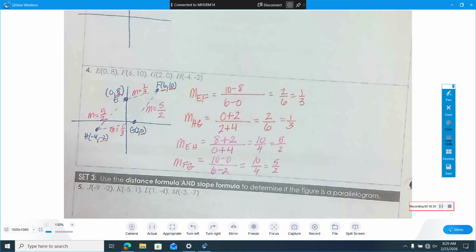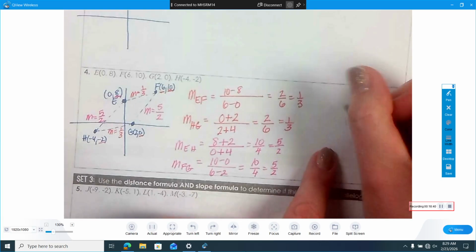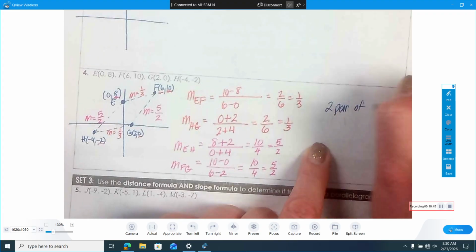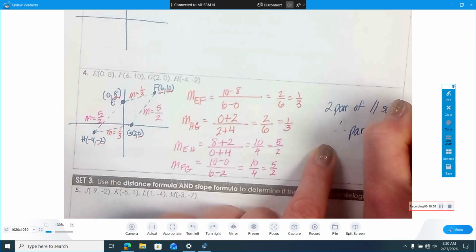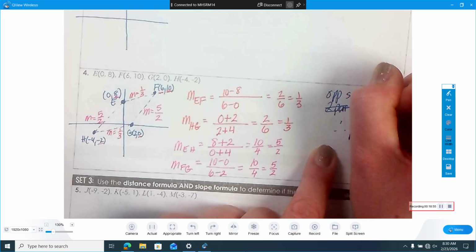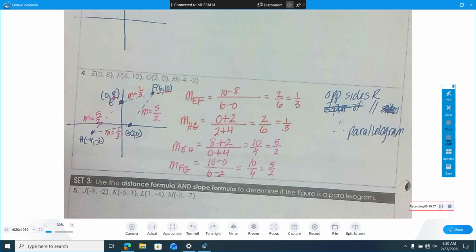All right? So once again, now we have two pair of parallel sides, therefore parallelogram. I guess I should say opposite sides are parallel. Opposite sides are parallel, therefore we get a parallelogram. Makes sense? That's in the name.